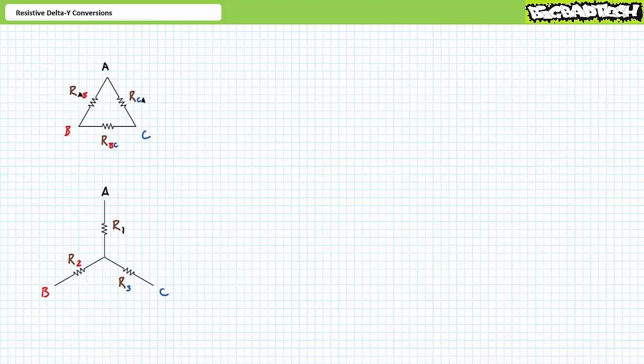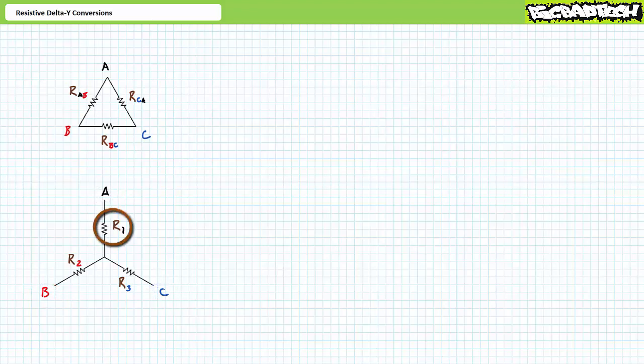A Y configuration, in contrast, is characterized by a centrally connected relationship with three resistance elements with three external nodes forming the shape of a Y. Start by assigning the nodes letters A, B, and C. Now differentiate between the three resistance elements by assigning them subscripts.